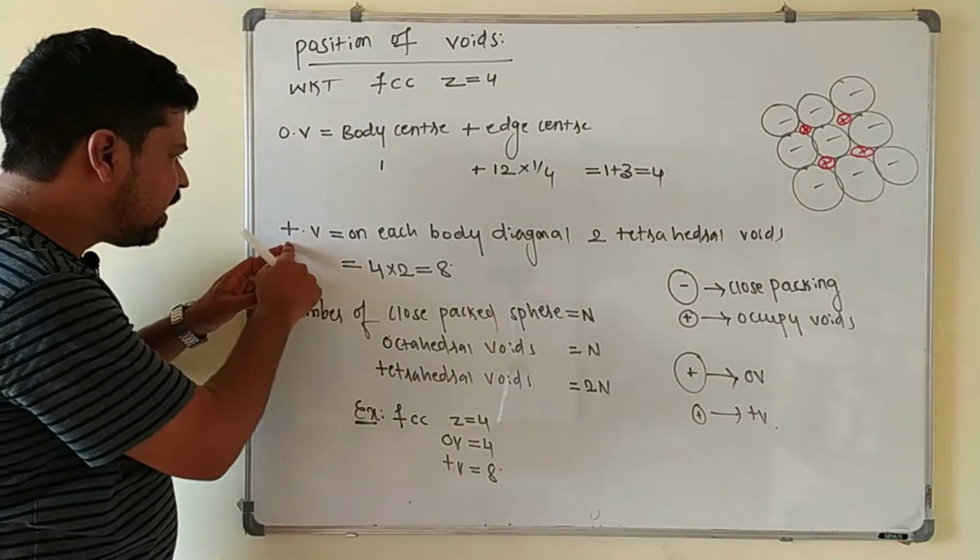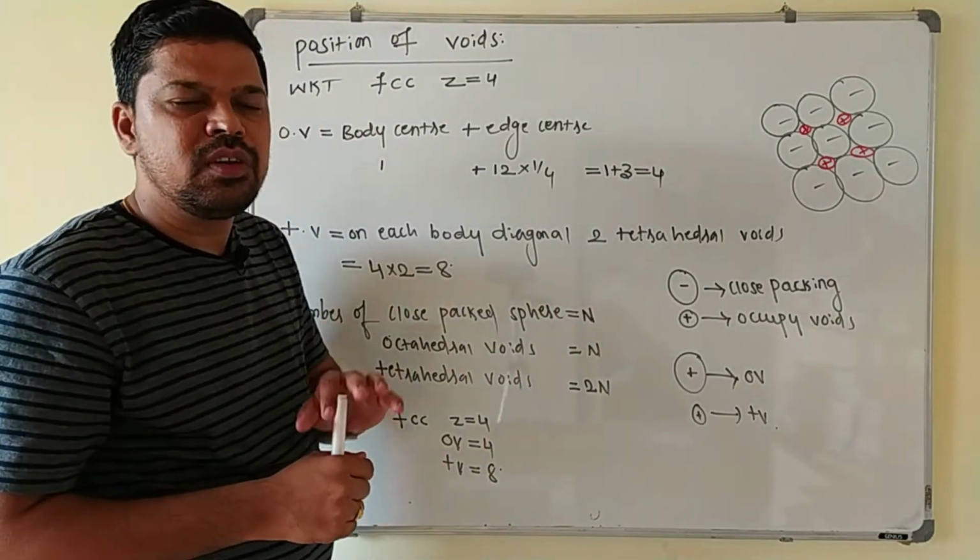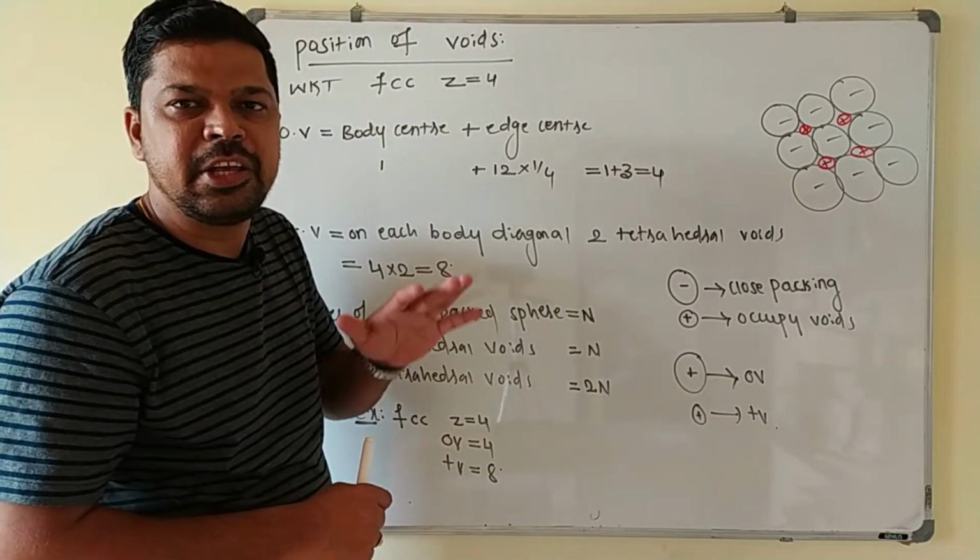Next, the tetrahedral void. On each body diagonal, 2 tetrahedral voids are present. I already told you the number of body diagonals present in the cube.